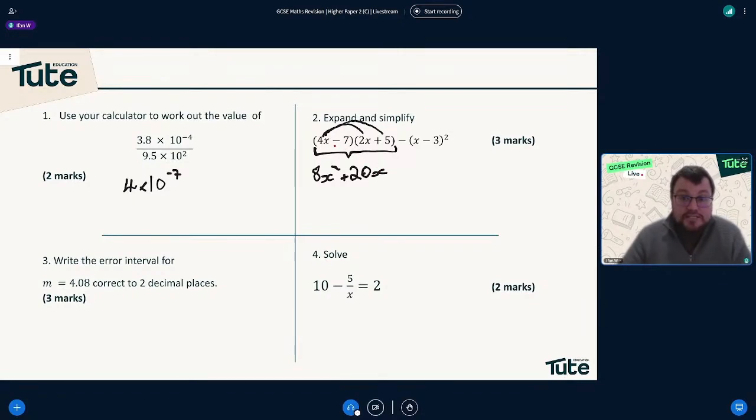And then you've got 7. Oh, actually, it's -7. So it's going to be negative something. So -7 times 2x is -14x. And then you've got -7 times 5, so -35. And you can simplify that then.